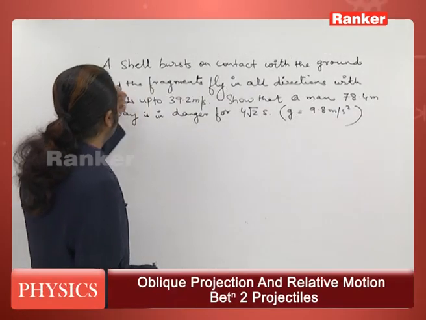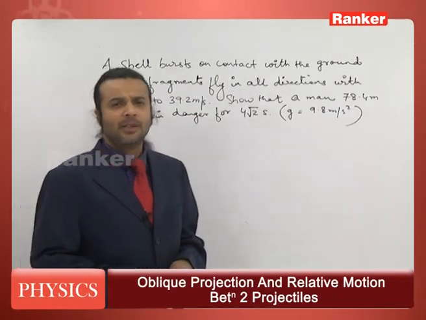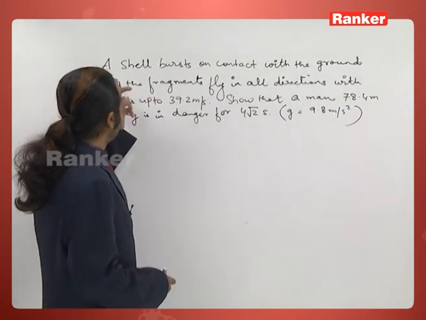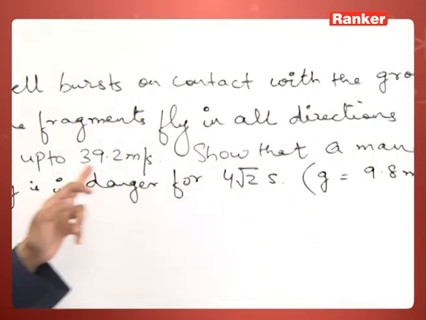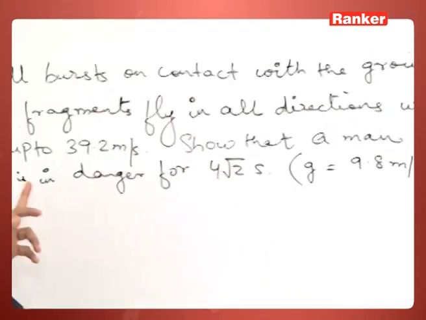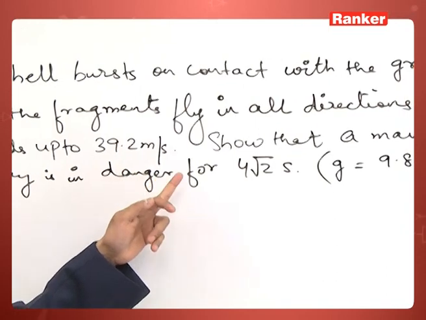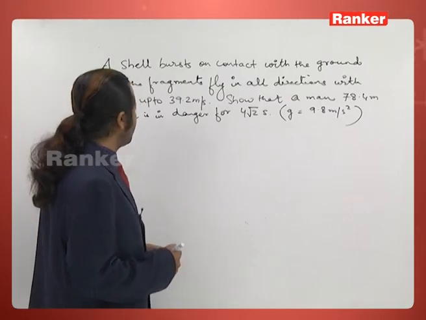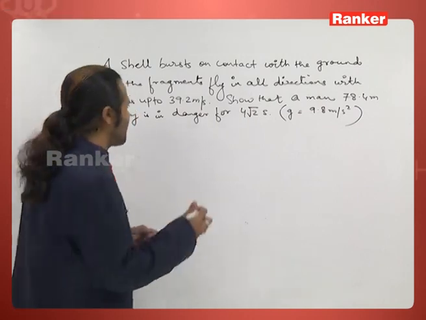So this is a question related to these ranges, maximum height and time of flight for complementary angles that we discussed. A shell bursts on contact with the ground and the fragments fly in all directions with speeds up to 39.2 meter per second. Show that a man 78.4 meter away is in danger for 4 root 2 seconds.